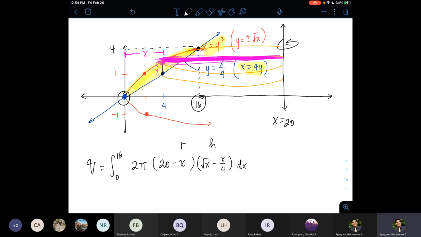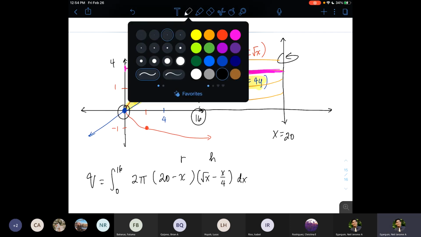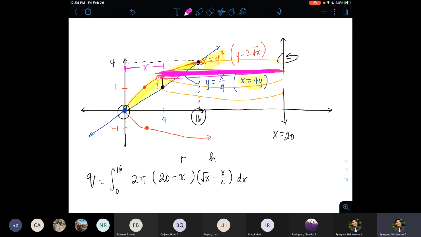Why 20 minus x? Because here, the entire thing from the AOR towards the x-axis, that's 20 units. Good. But I am not measuring the entire thing, but I am measuring just starting from here until 20. So that means to get this length, I should subtract x from 20. So hence I get 20 minus x, right?